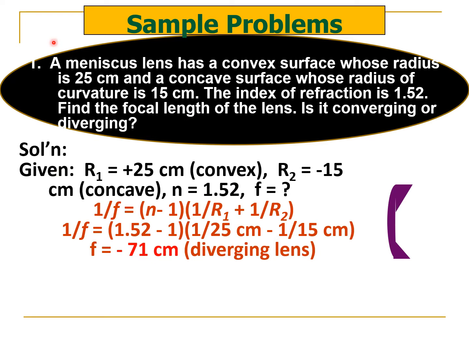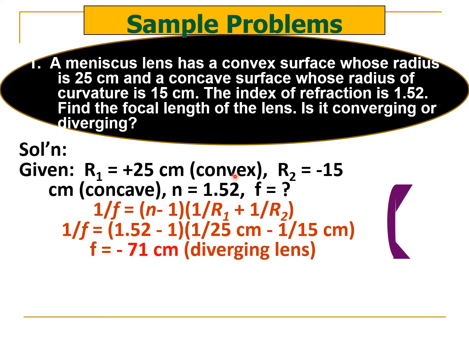For our first example of a problem, we have a meniscus lens which has a convex surface whose radius is 25 centimeters and a concave surface whose radius of curvature is 15 centimeters. The index of refraction is 1.52. Find the focal length of the lens. Is it converging or diverging?